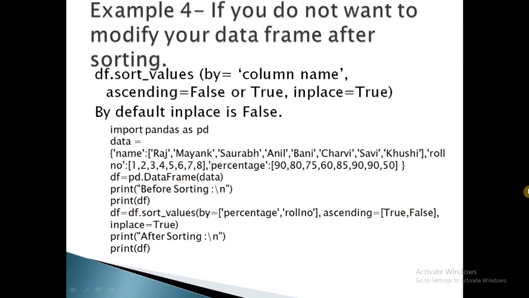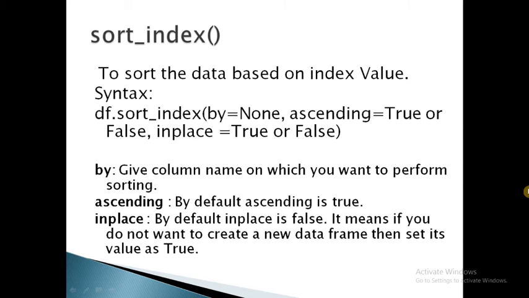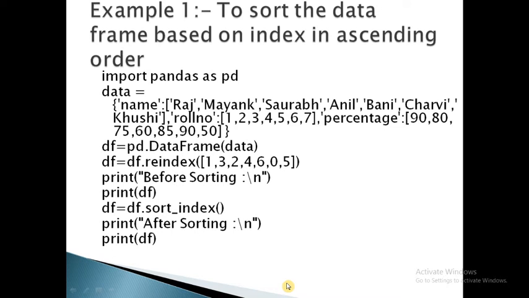Now next we have sort_index. What is sort_index? We want to sort based on index values. What are index values? Those are row indexes. Row indexes means row headers, we call them index. So its syntax is df.sort_index, and it also has parameters like by, ascending equal to true or false, or inplace. These three parameters it can take.